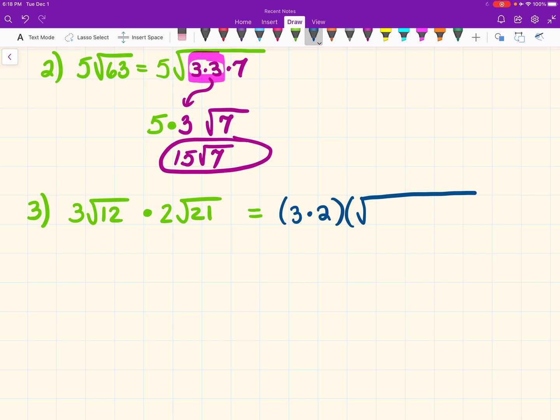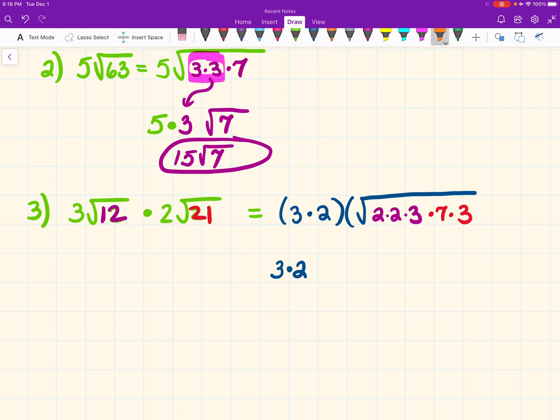But instead of writing 12, I'm going to prime factor 12. So let me show you this color coded. 12, I'm going to write as 2 times 2 times 3. And then I'm also going to prime factor 21. Instead of multiplying, because we want to pull out, we don't want to multiply and then have to prime factor. It's easier to prime factor smaller numbers, so 7 times 3. Now we can easily see what needs to come out and get multiplied on the outside. So we have a 3 times 2 waiting on the outside.